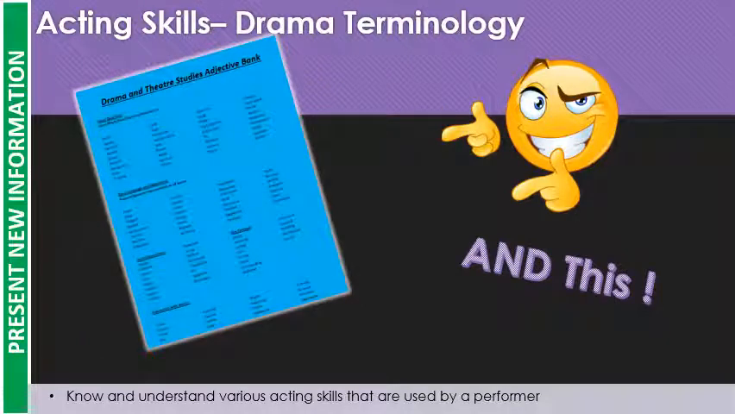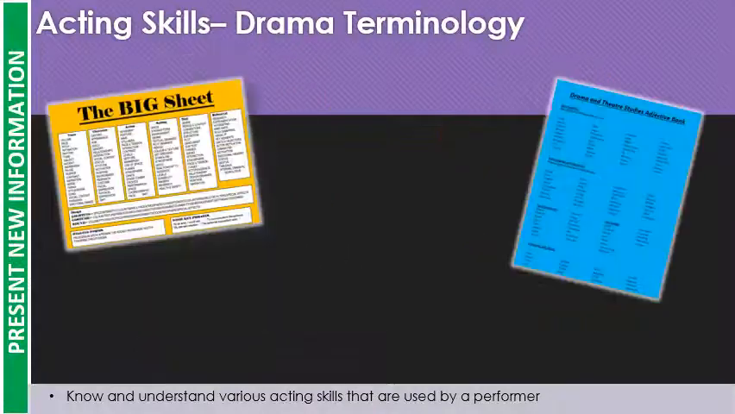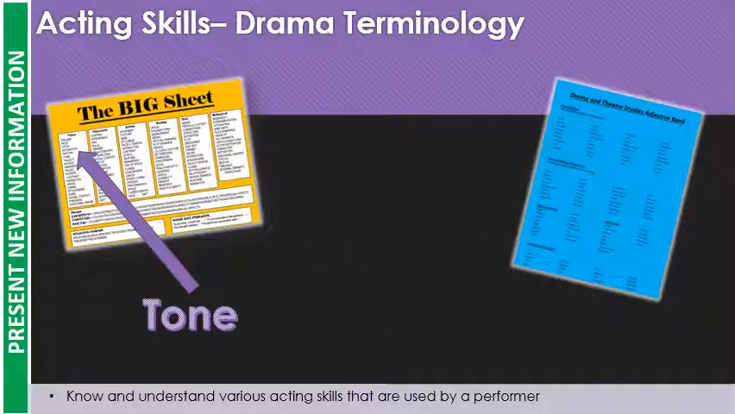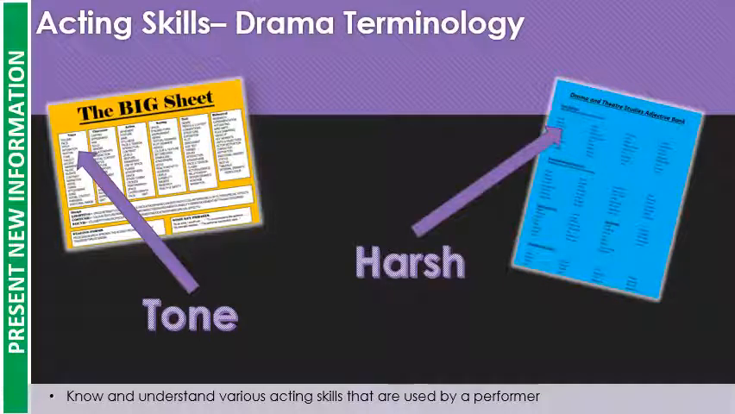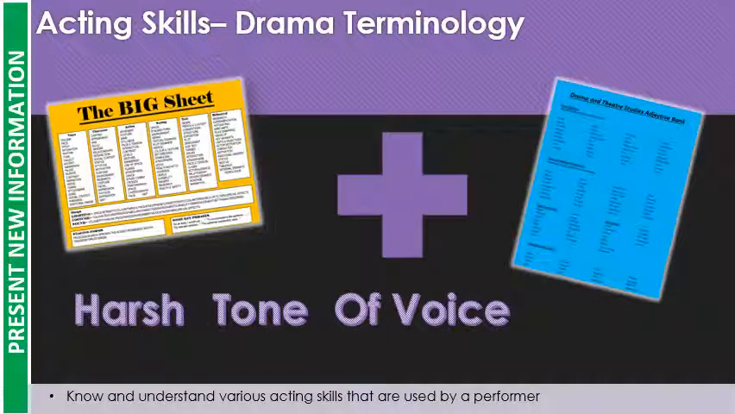You will also need this sheet. This is the adjective bank. So for example, if you were thinking about voice, you would pick one word from this sheet, which could be tone, for example, and you would pick one word from this sheet, which could be harsh, and you'd put them together and create a harsh tone of voice. Harsh being the adjective, tone of voice being that key word. You'll probably need those from this point forwards.